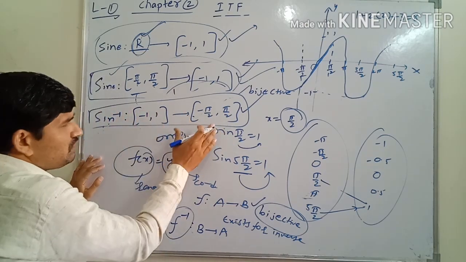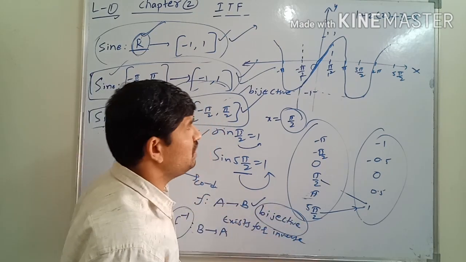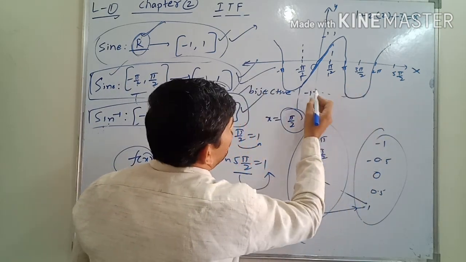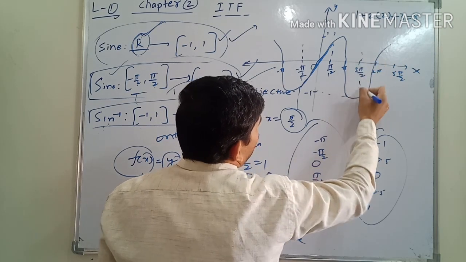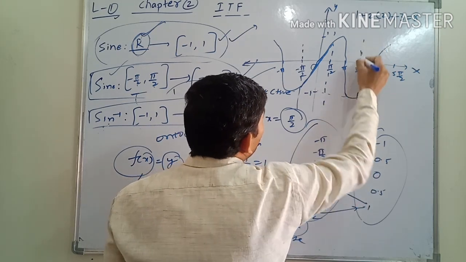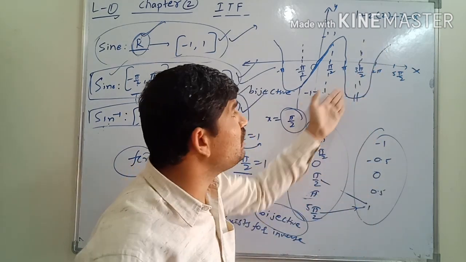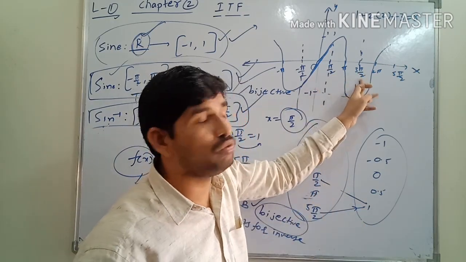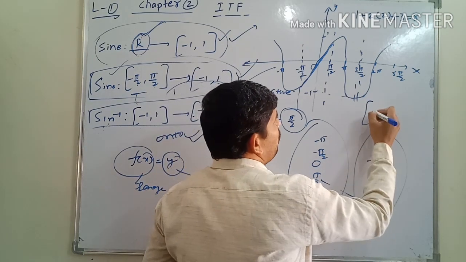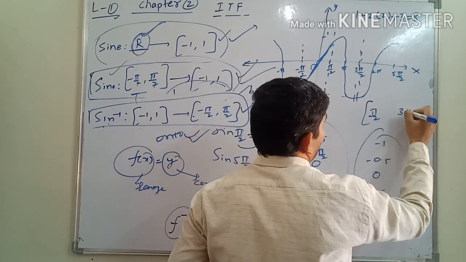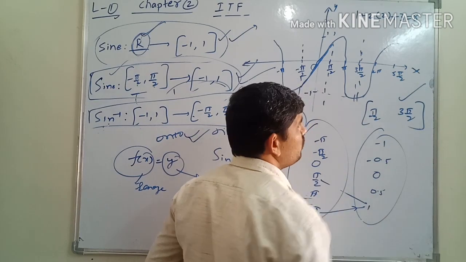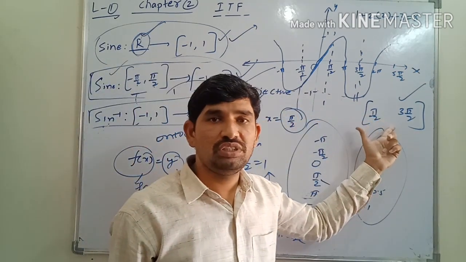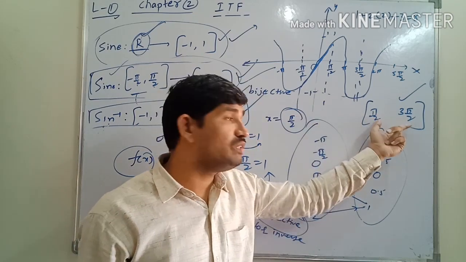Now some students may say, sir, why are we not taking pi by 2 to 3 pi by 2? Yes, this is again one of the branches. In between pi by 2 and 3 pi by 2 we do not have repeated values, meaning the same images do not occur. So we can take pi by 2 to 3 pi by 2 also, remember. This is one of the branches. In this branch also sine is a bijective function, so the inverse exists in this branch too.